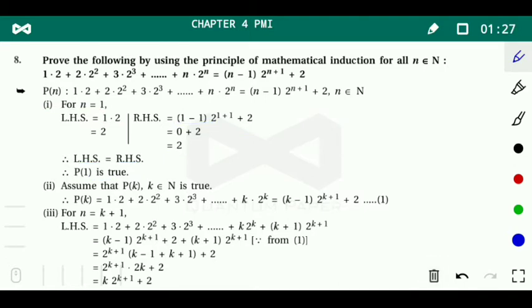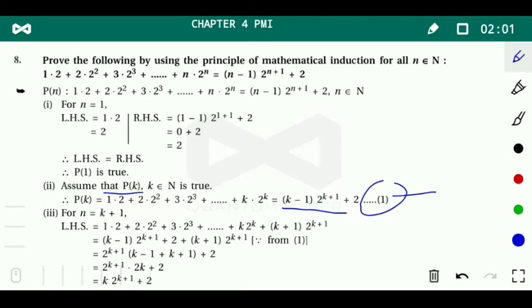Now step 2. In step 2 we have to assume for n equal to k, so it gives 1 into 2 plus 2 into 2 square plus 3 into 2 cube up to k into 2 raised to k is equal to (k minus 1) into 2 raised to k plus 1, plus 2, known as equation number 1. Now we have to put n equal to k plus 1. So it gives 1 into 2 plus 2 into 2 square plus 3 into 2 cube plus up to k into 2 raised to k plus (k plus 1) into 2 raised to k plus 1.